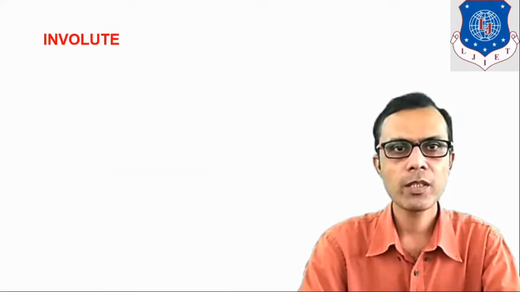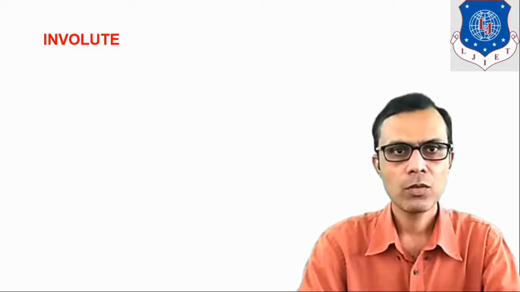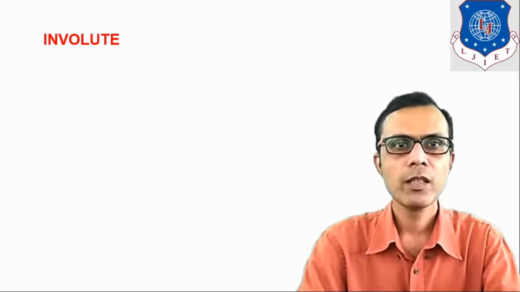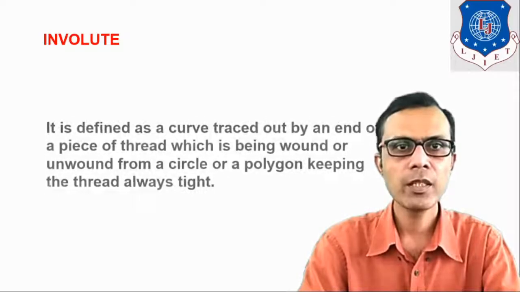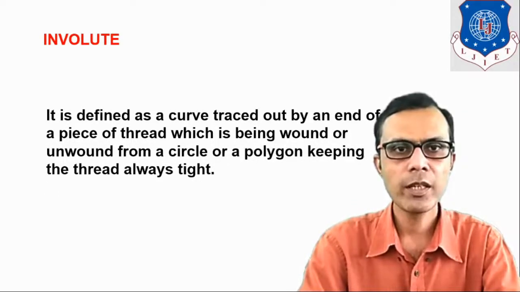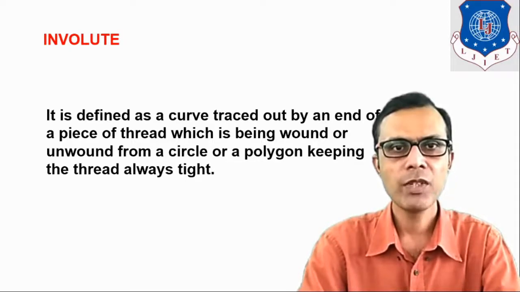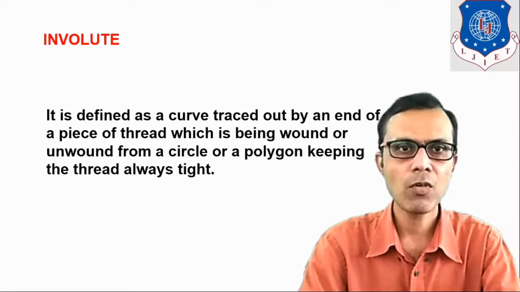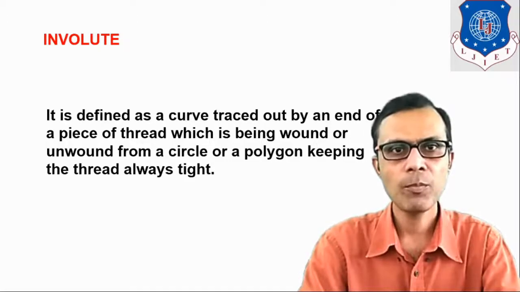Today we are going to discuss involute. So first let us define involute. It is defined as a curve generated by the end of a piece of thread which is being wound or unwound from a circle or a polygon.